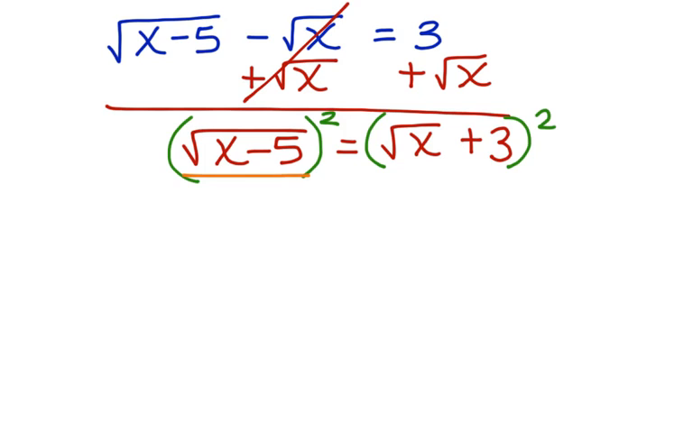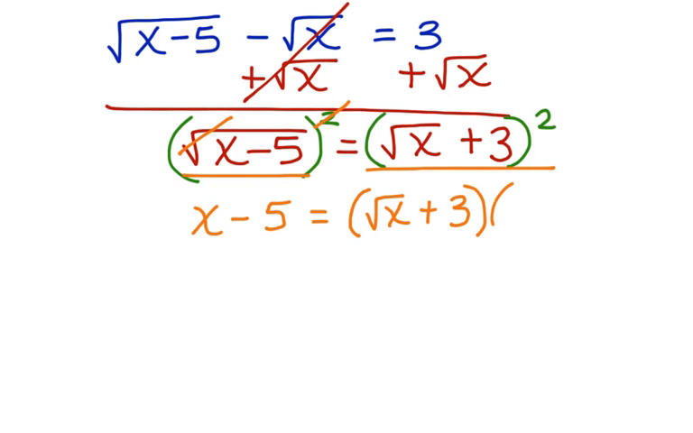Look at the left side of the equation. Because the radical contains the entire left side, x minus 5, I can cancel here. On the left side of the equation, x minus 5 is left alone. Now on the right side of the equation, I have the quantity square root of x plus 3 squared, which means I have to write this whole thing twice because I'm squaring the whole quantity.